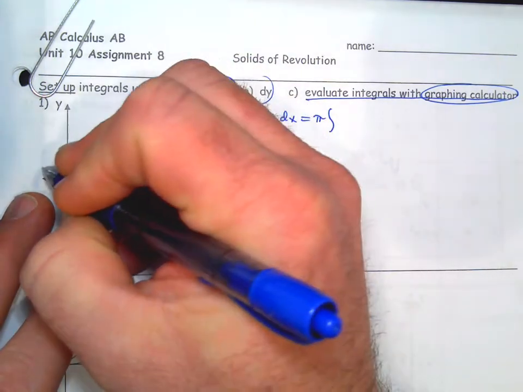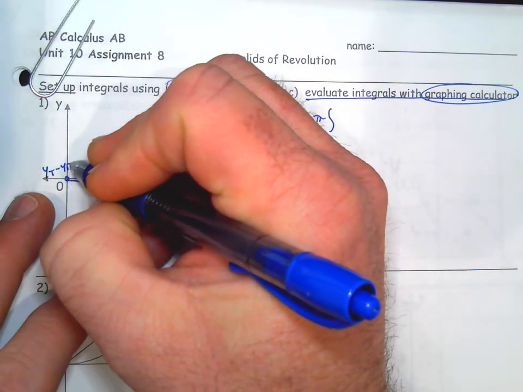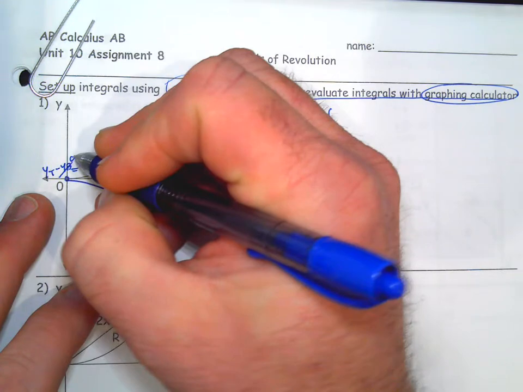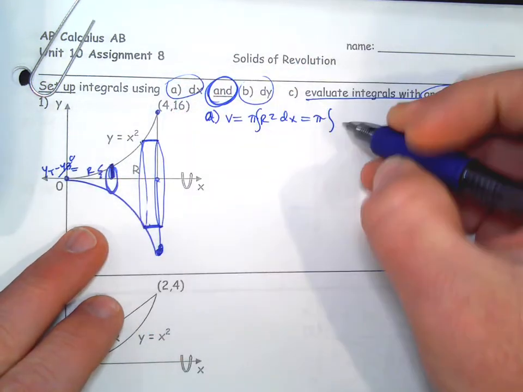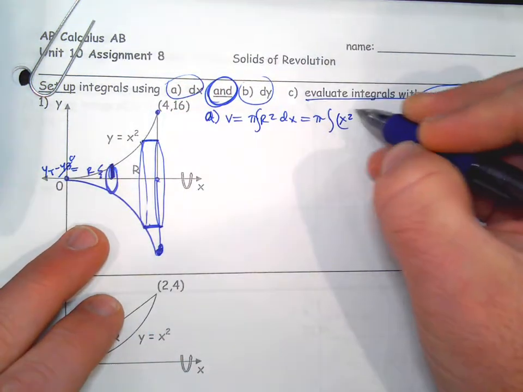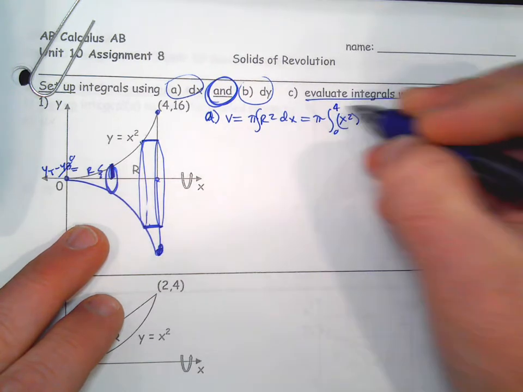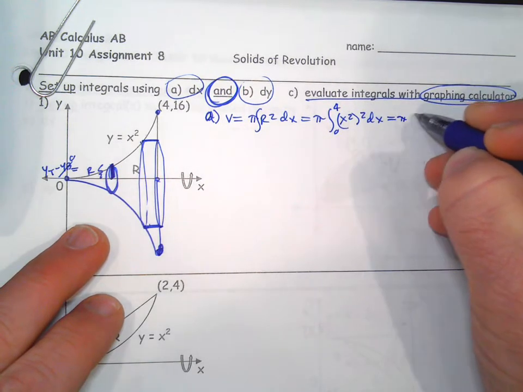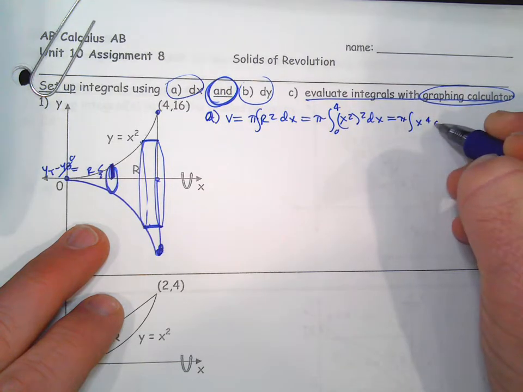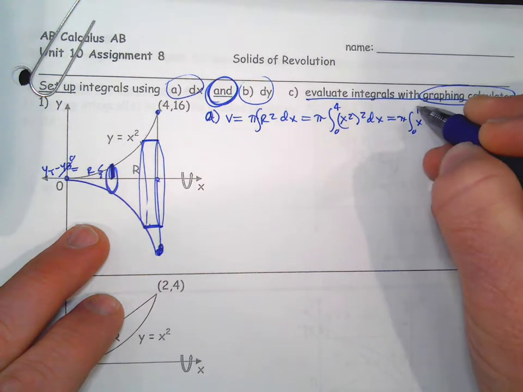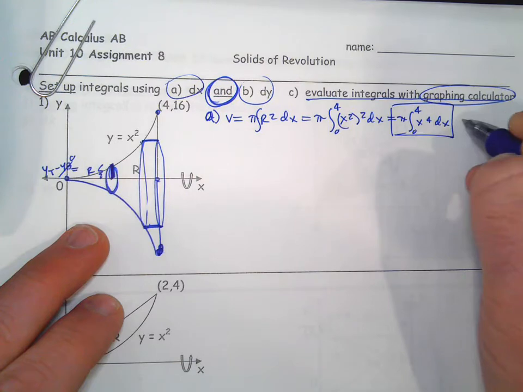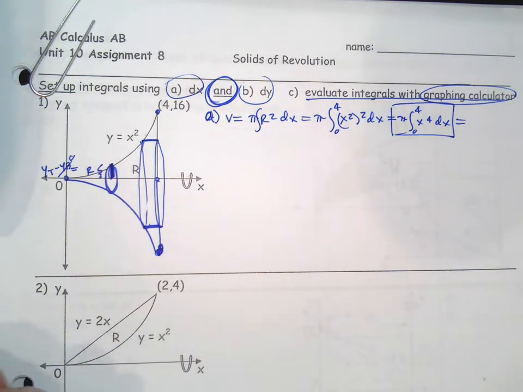It's going to be y top minus y bottom. And y bottom is just 0. Y top is the y coordinate on this curve in terms of x squared. The limits are going to be 0 to 4. So that's your answer. And then we're going to plug it into a calculator. I'll do that in a second.